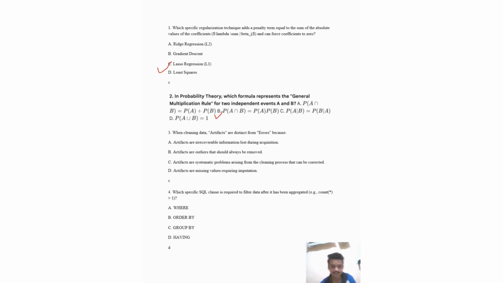We all know that. When cleaning data, artifacts are distinct from errors because artifacts are systematic problems arising from the cleaning process that can be corrected. So the answer will be C. Which specific SQL clause is required to filter data after it has been aggregated? It is where, order by, group by, having. So we all know that we need having for this.